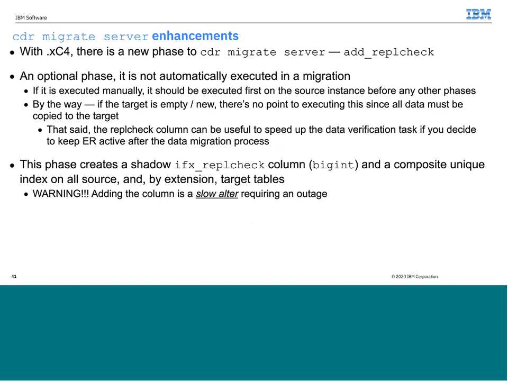Because what we're going to do is add this shadow column that's a bigint to the table, and it's going to have a type of a globally unique ID to it. And what we're going to do is check these GUIDs on the target and the source and see, is this the same version of the row on both sides? If it's not, then we're going to refresh the row. Now, because we're adding a shadow column, this is a slow alter. So just be aware, if you're going to put this on your primary, it's going to require an outage on each table as you run this functionality on.